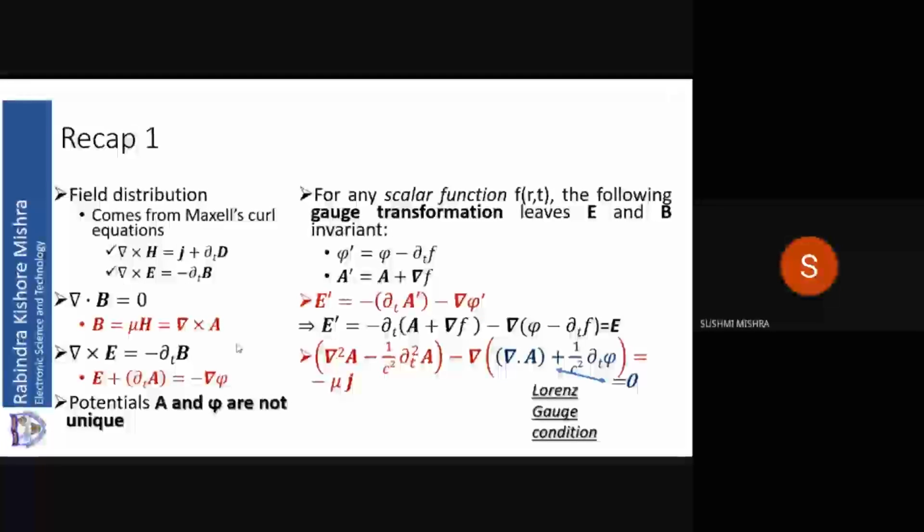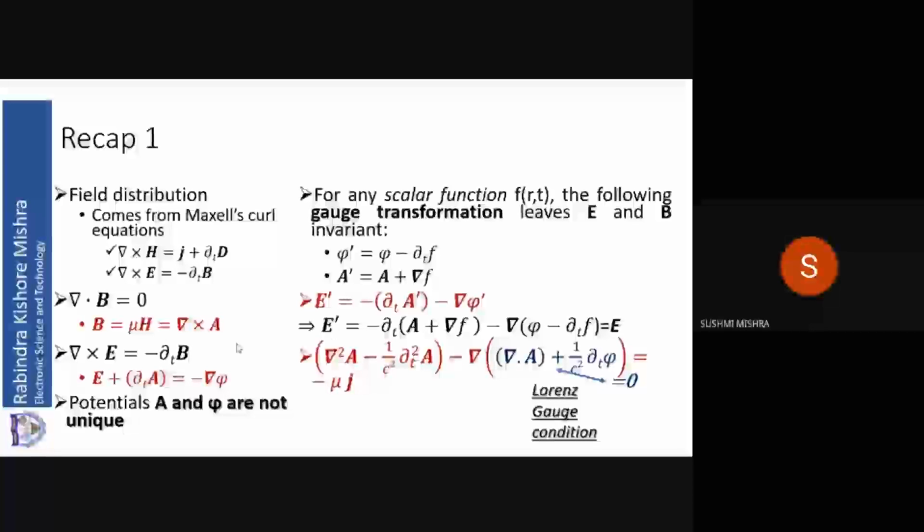Now to make this wave equation true in the absence of any source, or in any source-free region, the wave equation must be satisfied. For that, Lorentz gave a gauge condition, which is divergence of A plus 1 upon c square, time derivative of phi, that is to be 0.